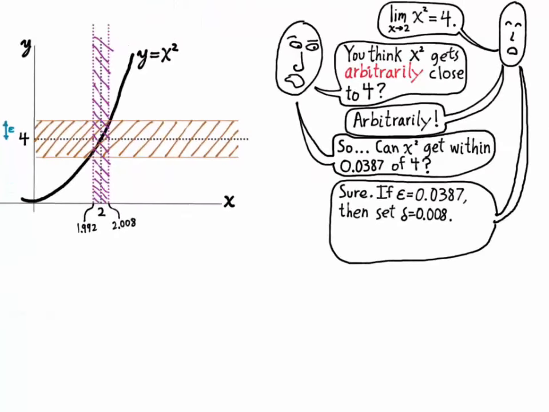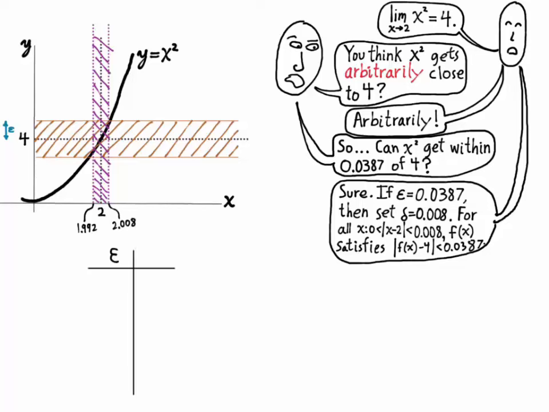And the way you say that using mathematical language is for all values of x such that 0 is less than absolute value of x minus 2 is less than 0.008, the function f satisfies absolute value of f of x minus 4 is less than your proposed value of epsilon. Now let's keep track of this. We'll make a little table, and we'll say that for this first value of epsilon that was thrown out, the challenge was met by the value of delta that was given in reply.